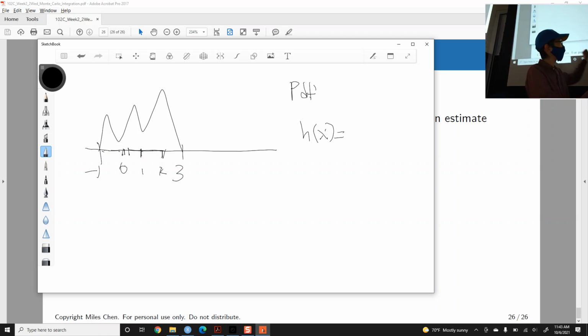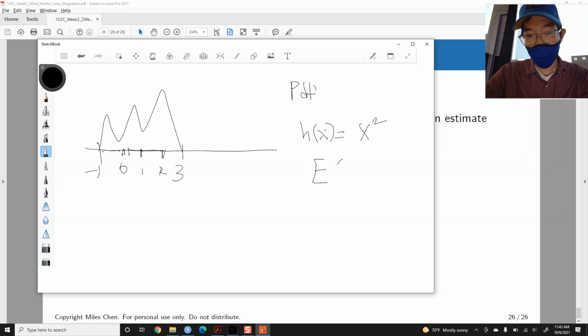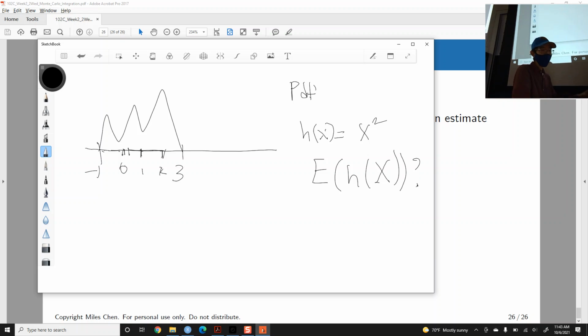I'm going to generate some random value out of this distribution, and whatever value I get, let's square it. And we're going to ask, what is the expected value of the random variable x squared? Well, we could do this easily. If I were able to generate values from this thing, I would just generate the values, square them, and take the mean. And that would be my answer.